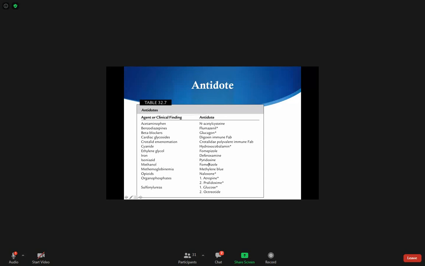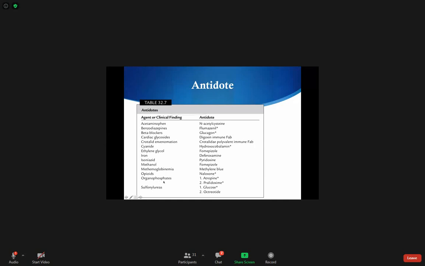Isoniazid overdose, pyridoxine is the antidote. Methanol, fomepizole, just like ethylene glycol, it's fomepizole. Methemoglobinemia, we give methylene blue. Blue patients with methemoglobinemia, they come with cyanosis, they're blue. Blue patients, we give them a blue dye, methylene blue. Opioid, naloxone, you all know that.